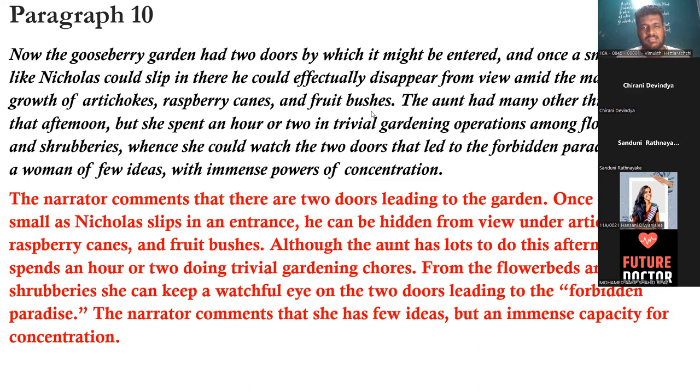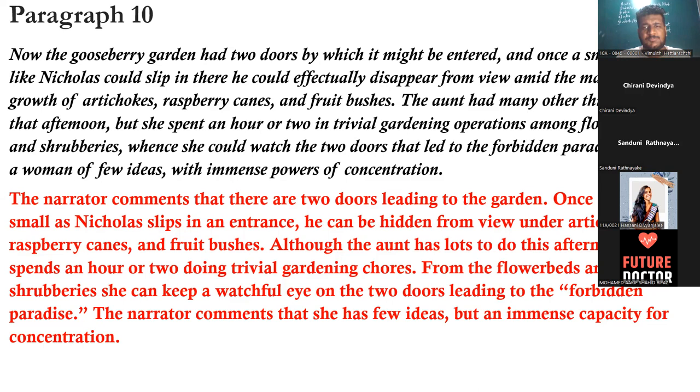So aunt's main motive is that, okay, Nicholas will enter the Gooseberry Garden because of the curiosity. Soon after he entered the Gooseberry Garden, definitely I will capture him. That is what happens. Then I can take my revenge. So aunt is actually executing her second plan. What is the first plan? The first plan is the expedition to the Jagbrough Beach.